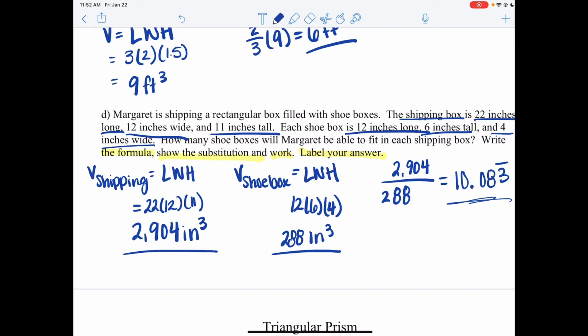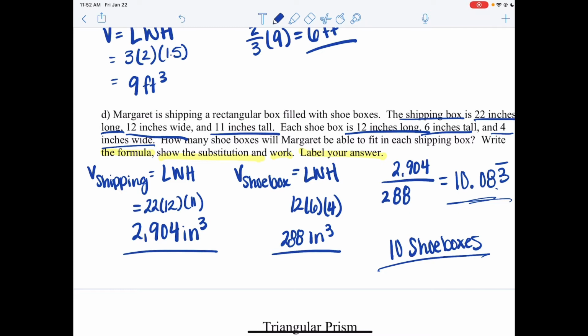Now, the only problem is that this cannot be my final answer, because when we go to any store, they're not going to tell us, hey, you can only have half of that shoe box or 1/10 of the shoe box. You have to buy the whole entire thing, okay? So what I'm going to do here is round to the nearest whole number, which is 10 shoe boxes. So I can fit 10 shoe boxes inside of that shipping box.